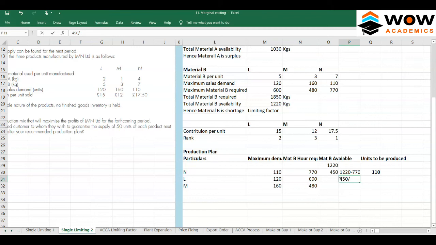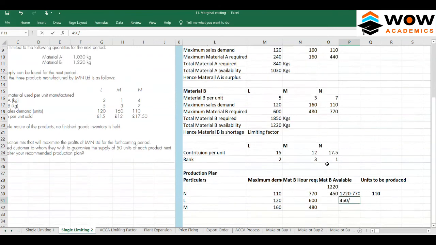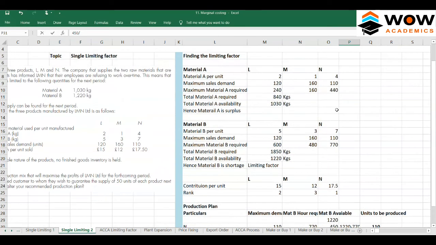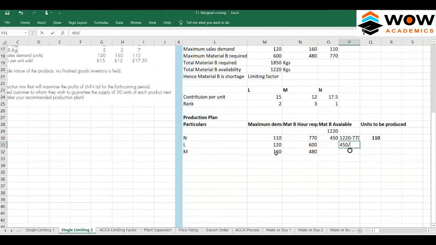L requires around, let's see how many kgs it requires. L requires 5 kg. Okay, 5 kg it requires. So this will become 0. This will become 0 because we have used all the material. And how many units we could produce? We could produce only 90 units. Okay, so we could produce only 90 units. So that's about this sum.